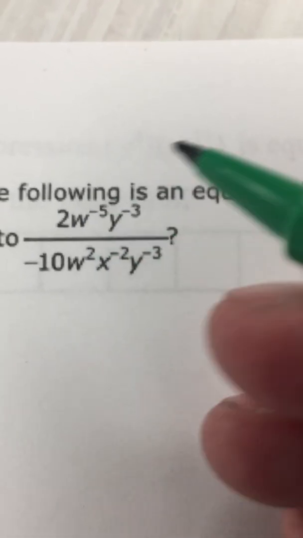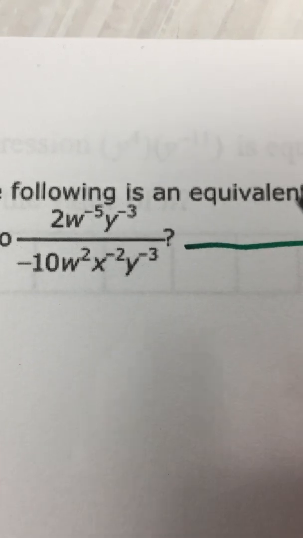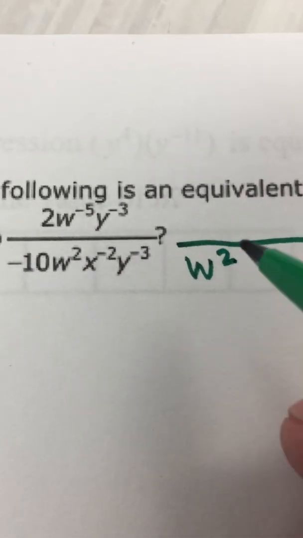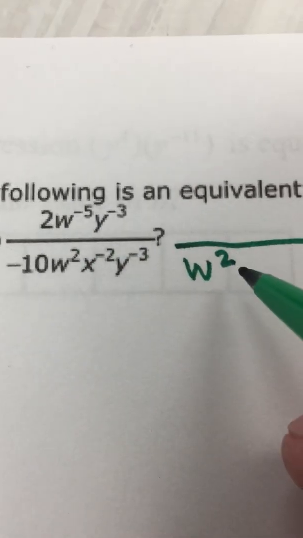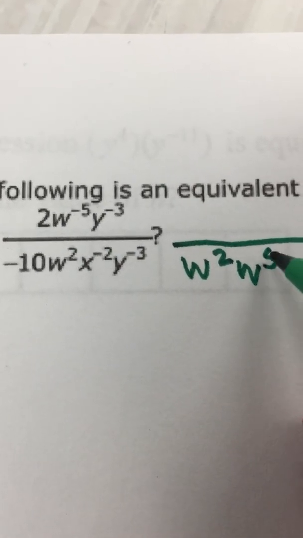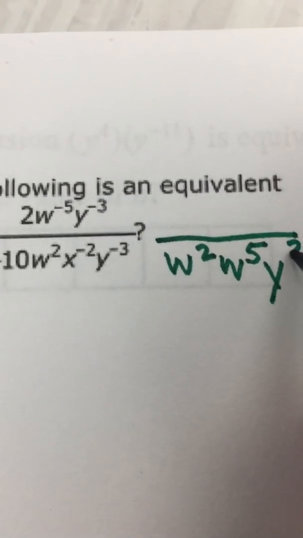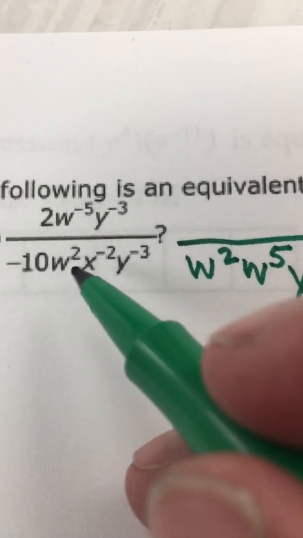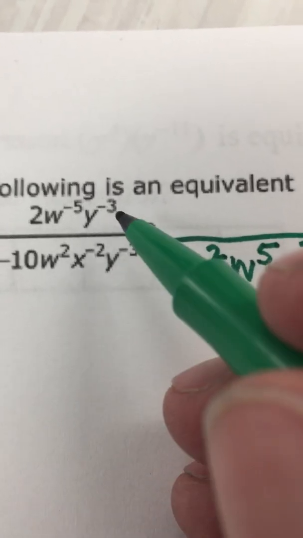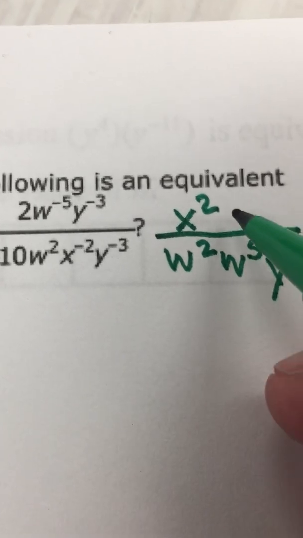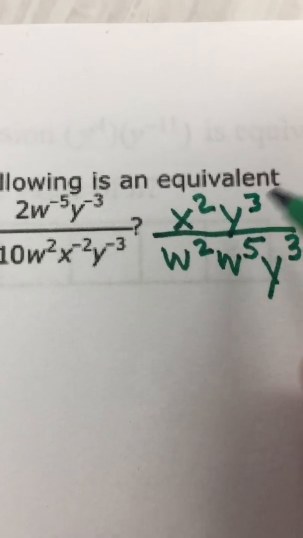This is W to the negative 5, so I'm going to rewrite this with the W's. I'm going to ignore the 2's and the 10's because we've already done that. But I got W squared on bottom, and it's staying there. The W that's on top needs to come down to the bottom. Now it's a positive. The Y that's on top needs to come down to the bottom, and now it's a positive 3. The W squared stayed where it was. The X squared needs to go to the top, and the Y3 needs to go to the top. Now I have all positive exponents.